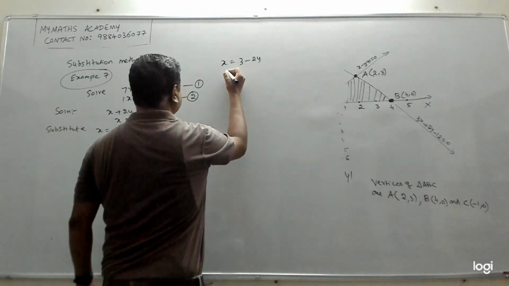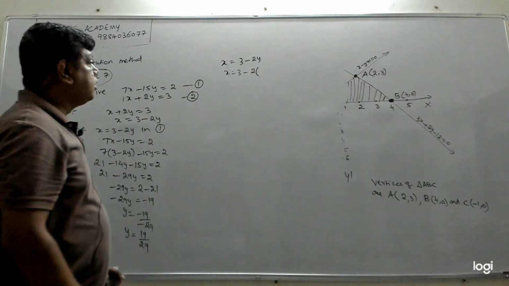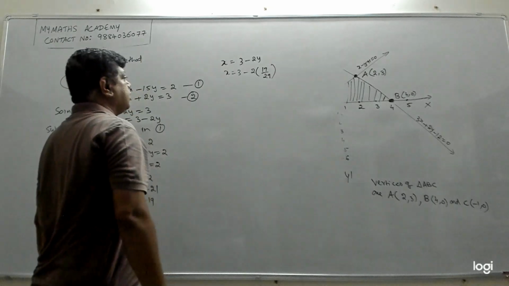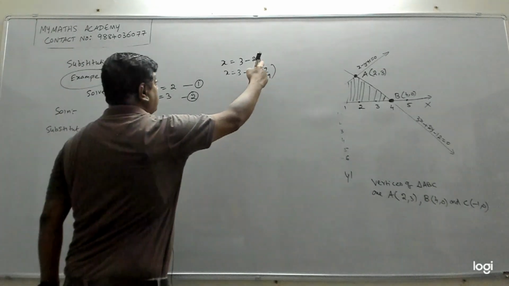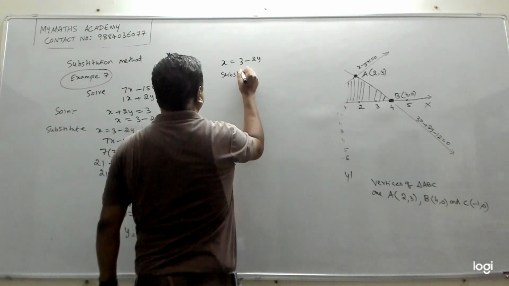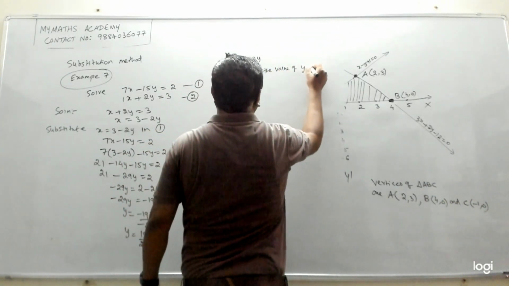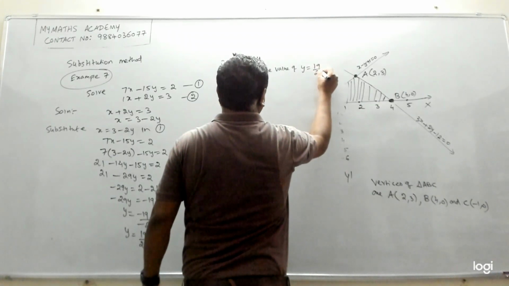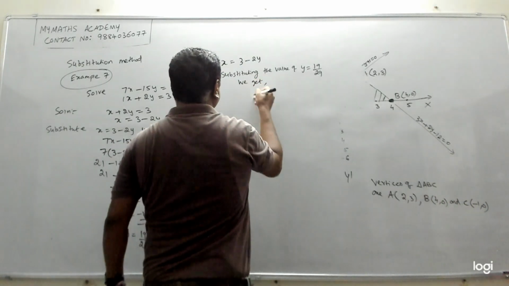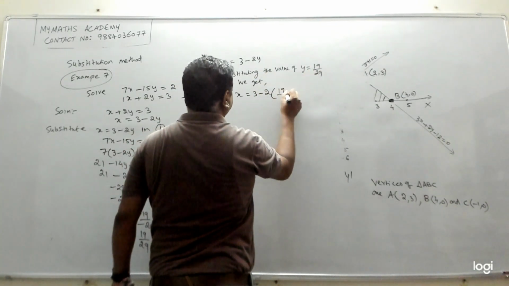x is equal to 3 minus 2 times... You have to substitute the value of y. What is that? 19 by 29. That is y. I'm substituting the value of y. Yeah, I'll write the statement. So substituting the value of y equal to 19 by 29, we get the following. So x is equal to 3 minus 2 into y, which is 19 by 29.